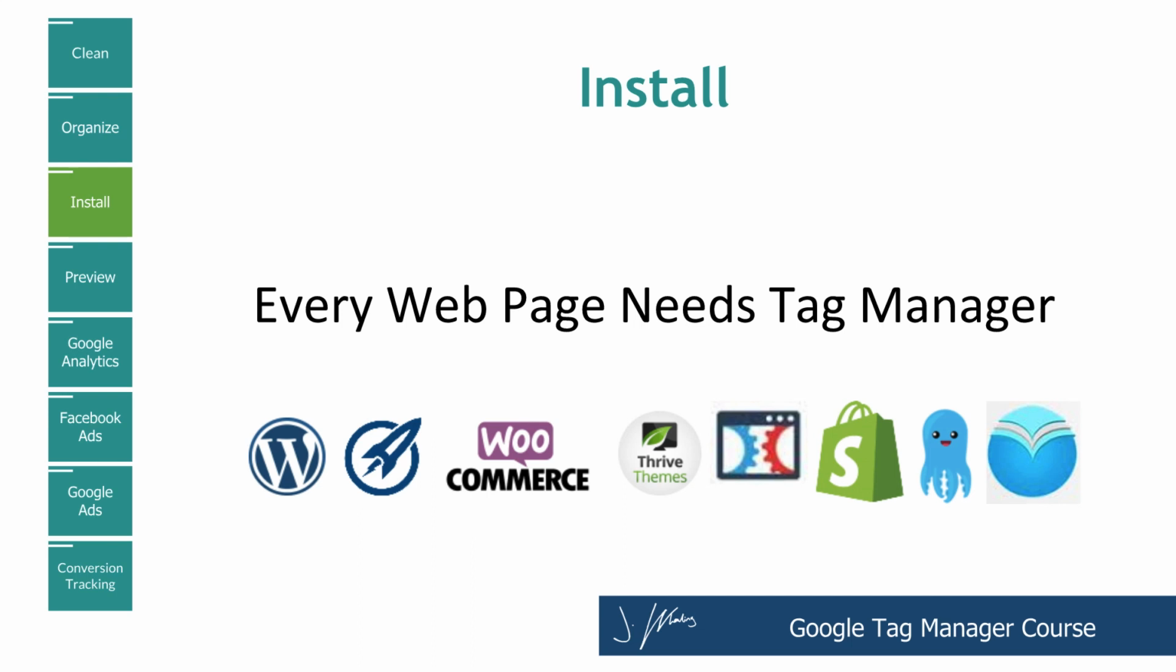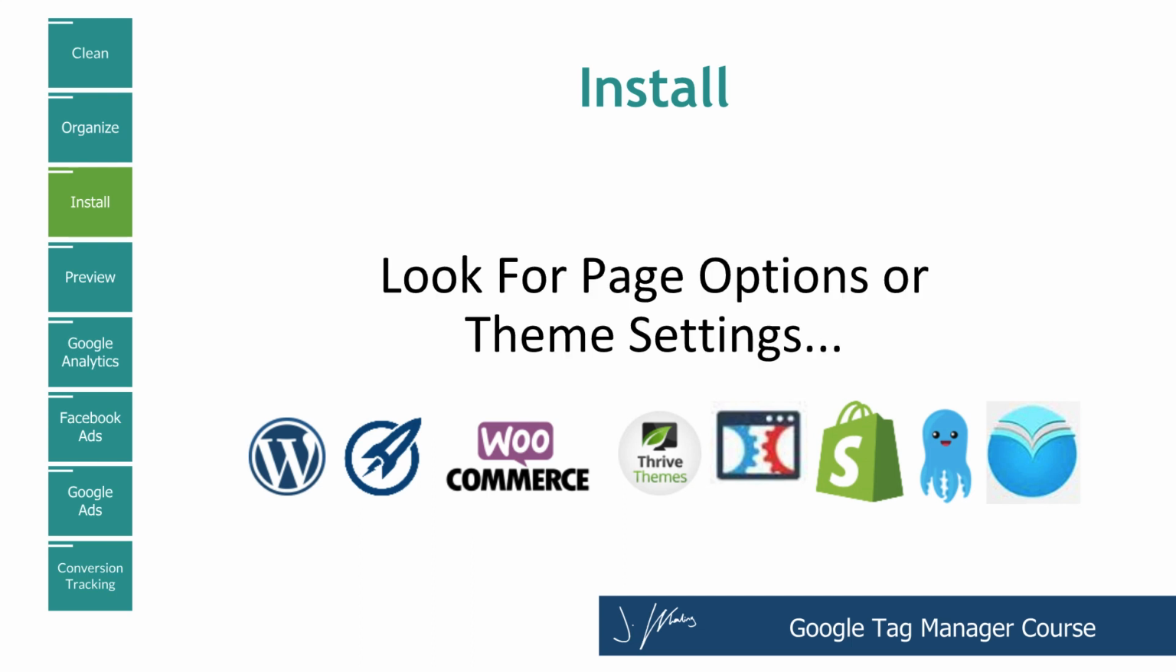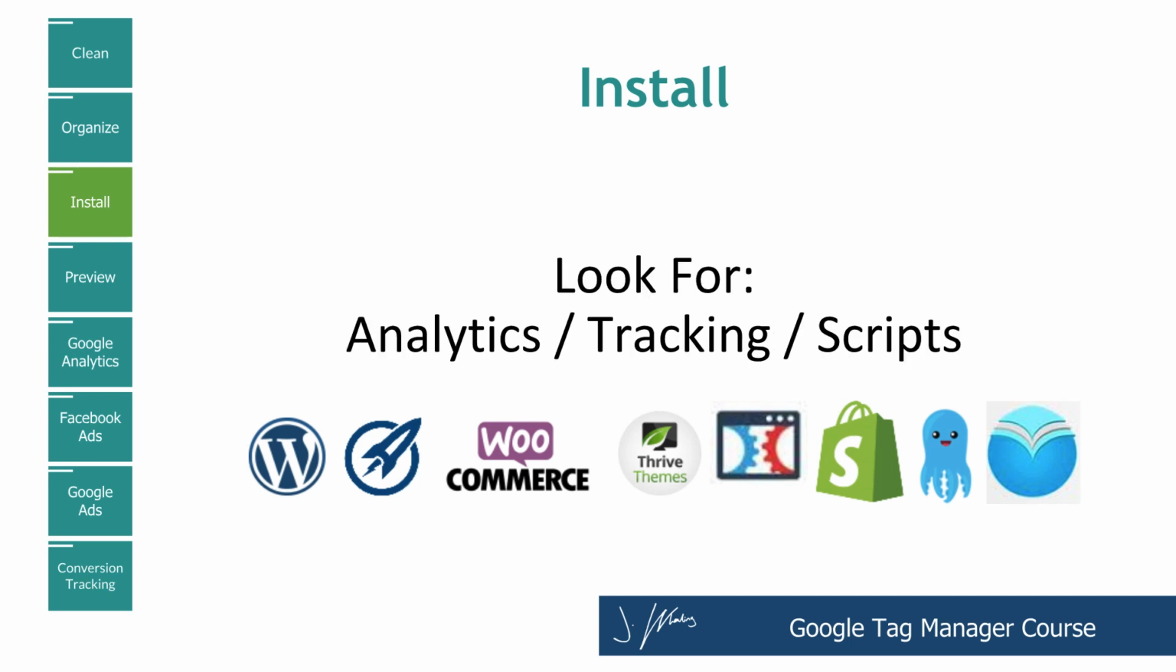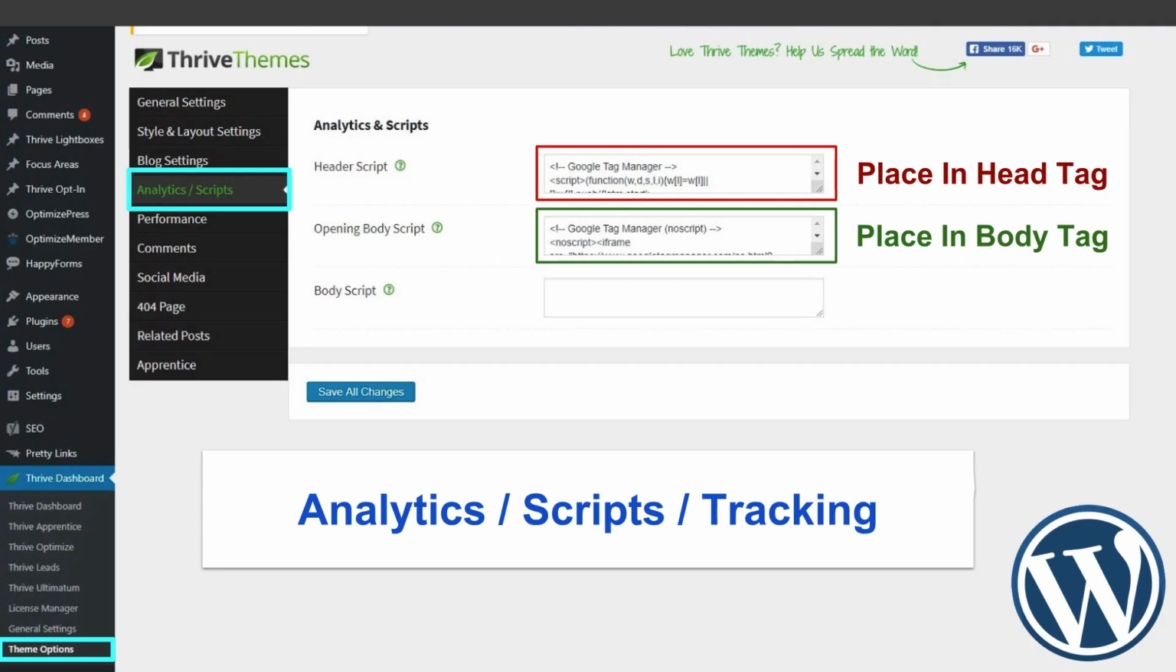And so whatever page builder you're using, you're going to want to look for something akin to theme options or page settings or analytics, scripts, and tracking. So I'm going to go through 4 examples here, 2 in WordPress, and then I'll show you where to find it inside of Shopify.